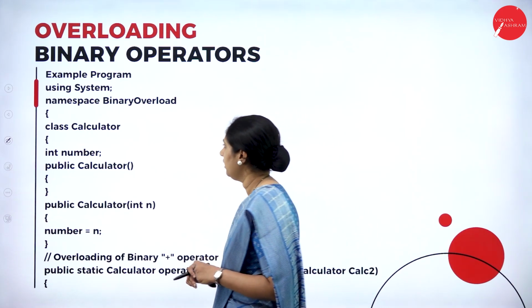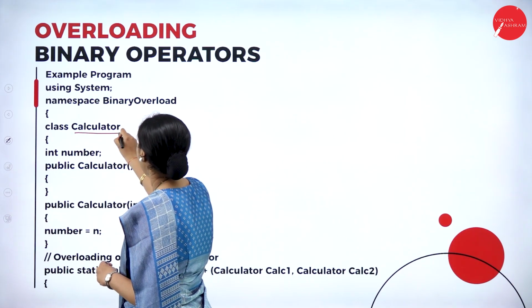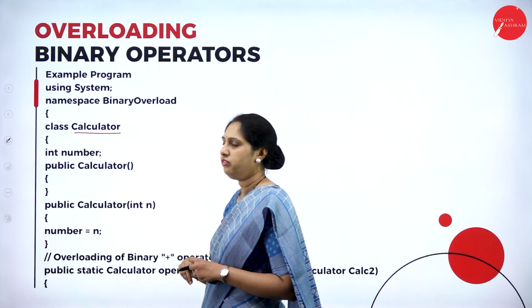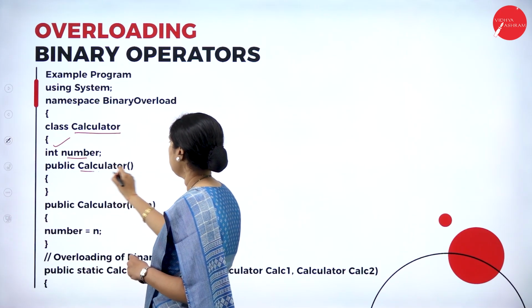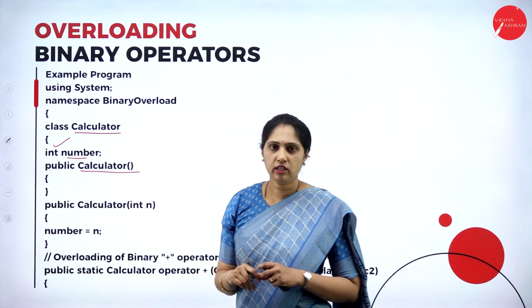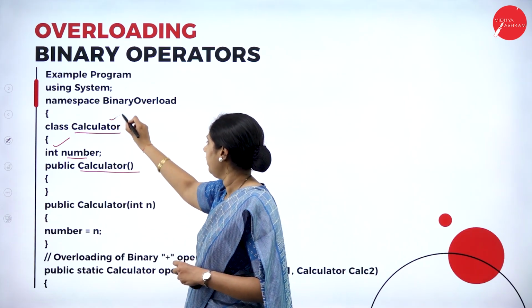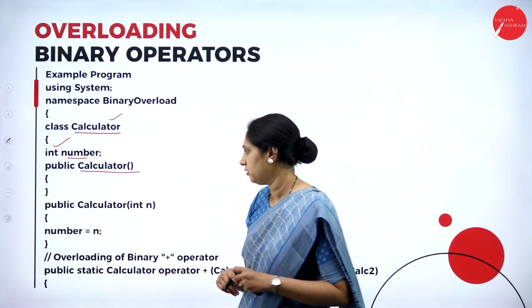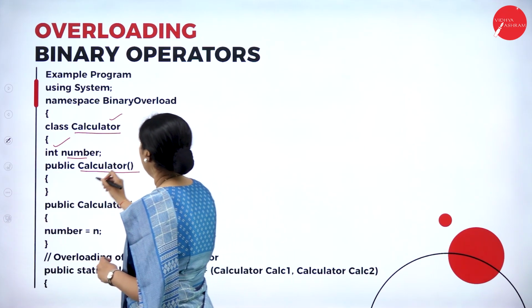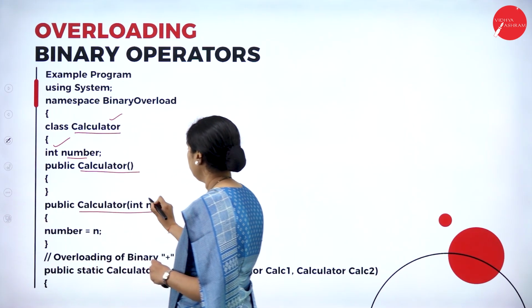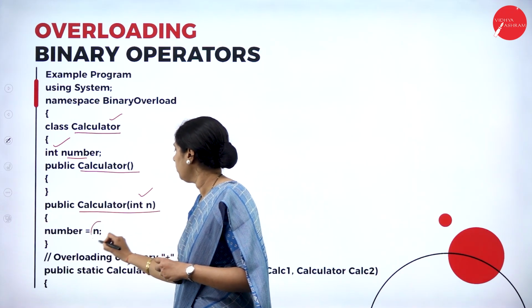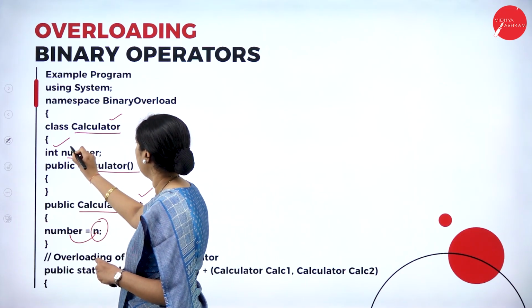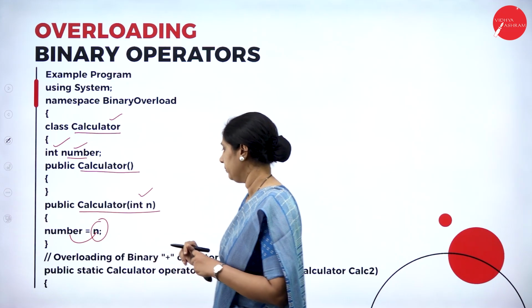So this is the example. Starting with the class, we say calculator. We have given a number which is of type integer. Then this calculator is a default constructor having the same name as the class. Next we'll have one more parameterized constructor, meaning we have given a parameter n, and we have assigned it to number, which is an integer.